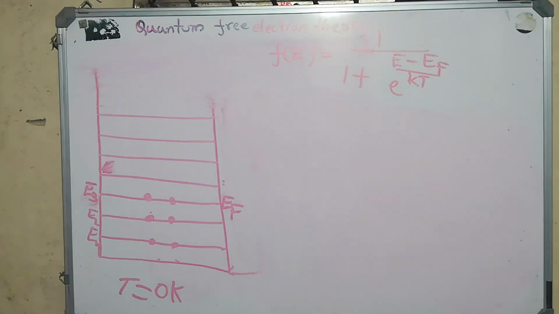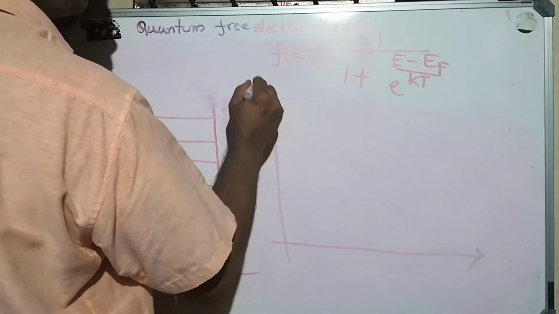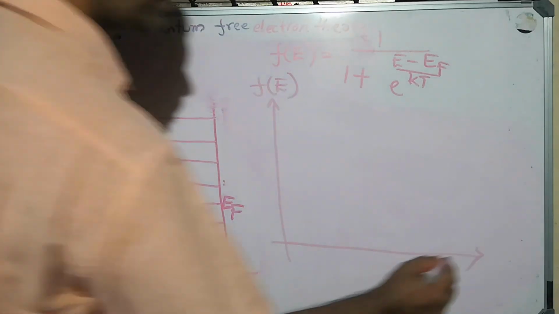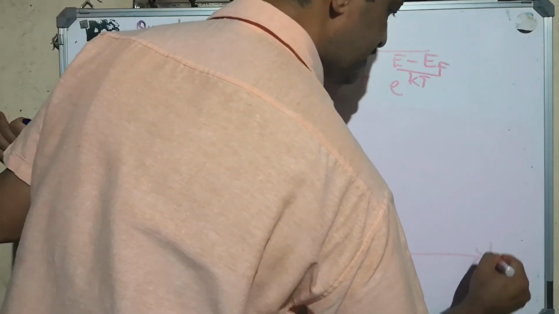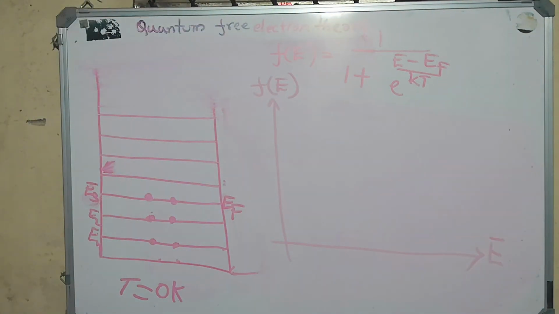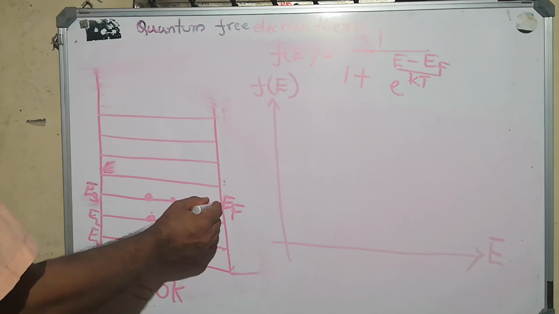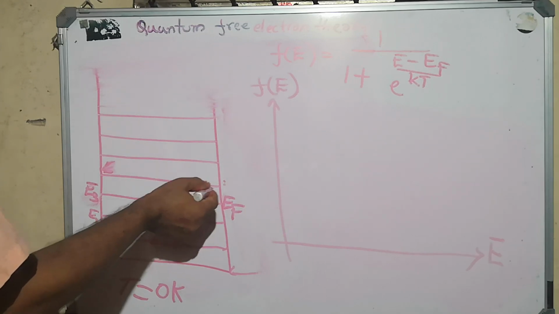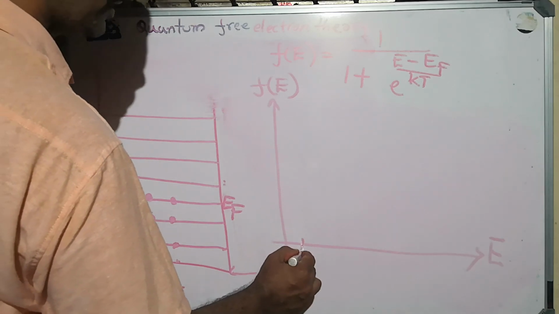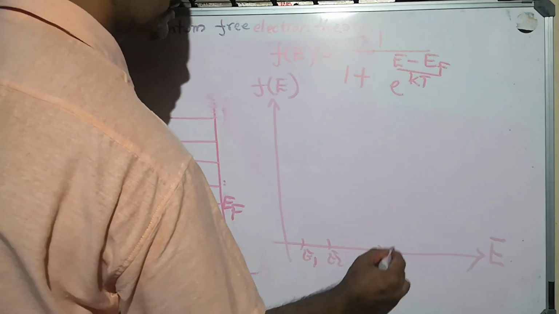So that means here we are taking the graph, along y-axis F of E, and along this, we are considering the energy E. Consider the case T is equal to 0 Kelvin. So you have observed F of E value is equal to 1 up to EF because all energy levels are completely filled. F of E value is 0 above EF. That means this is E1, E2, E3 and so on. This is EF. This is above that.